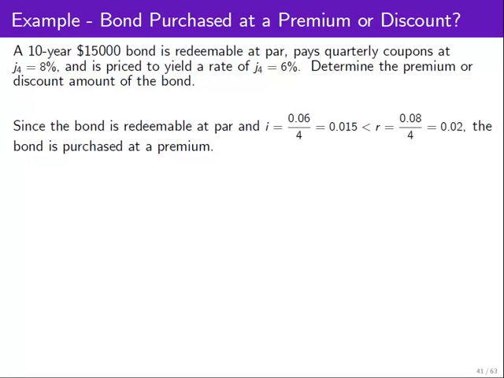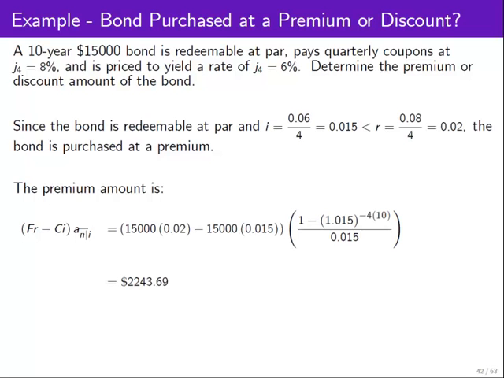The investor wishes to yield only J4 equals 6%, so i equals 0.06 divided by 4, or 1.5% per period. Since the yield rate is less than the coupon rate, the investor would be willing to pay more for the bond, which means they would be willing to purchase it at a premium. And the premium amount that the investor would be willing to pay is Fr minus Ci times the discount factor, which results in $2,243.69. So using this amount, we could easily now calculate the purchase price of the bond. The purchase price would then just be the redemption value of $15,000 plus this premium amount, which would give us $17,243.69.